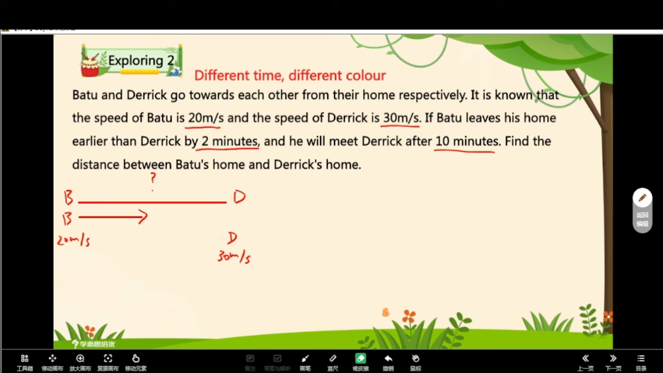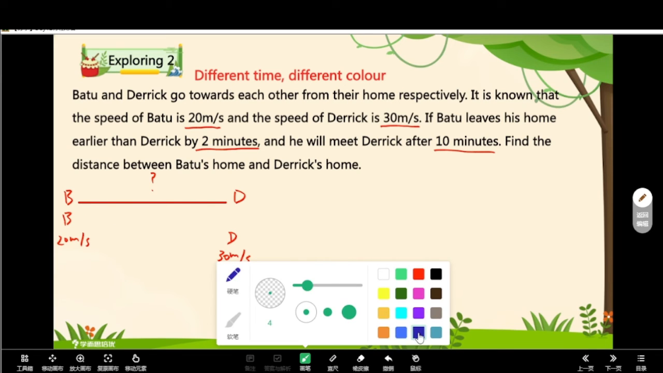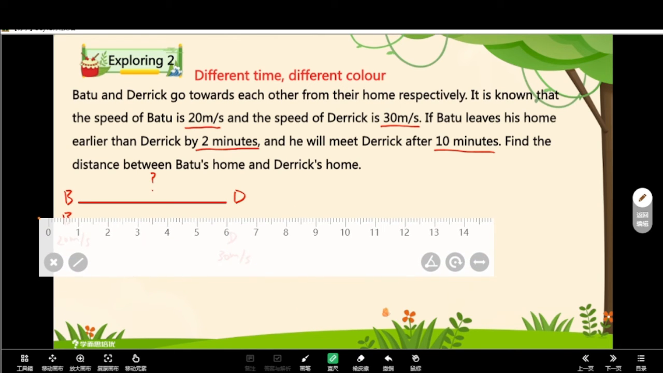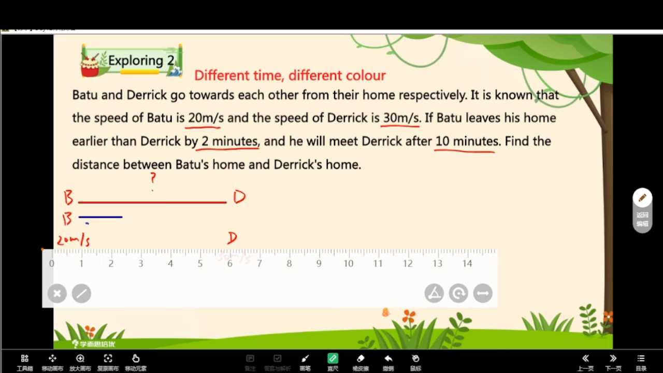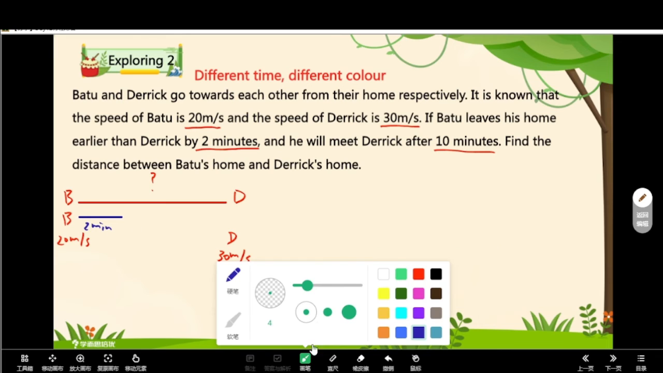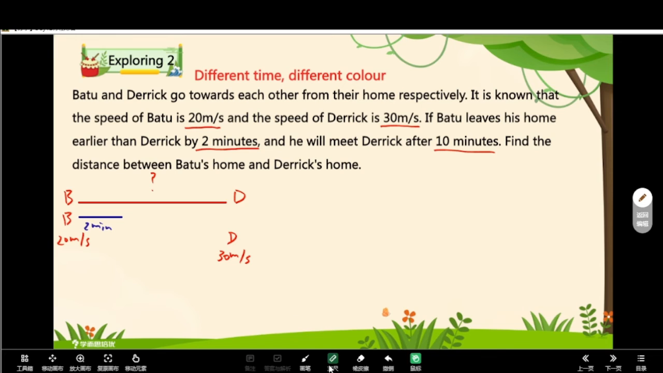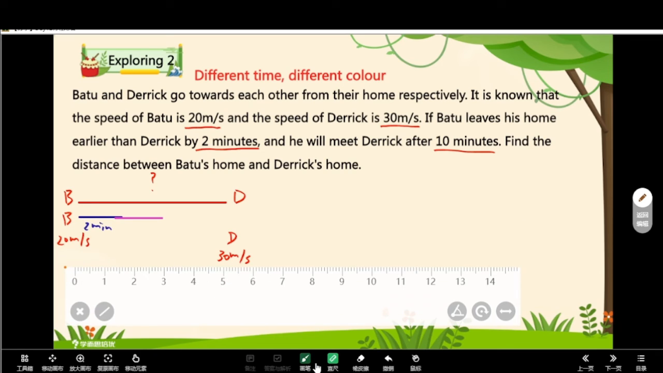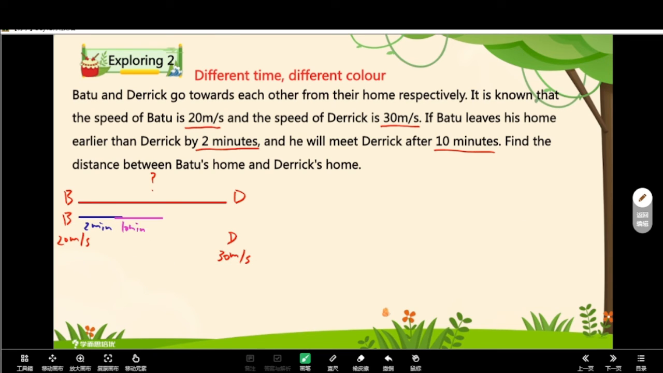How can I draw my new diagram? If we need to represent different times, we can use different colors to represent. Batu travels 2 minutes first, so he travels to this place first, and then Batu continues to travel. He travels to this place, and he used 10 minutes here. Because after traveling for 2 minutes, he will meet Derek after 10 minutes. That means he continues to travel for 10 minutes.